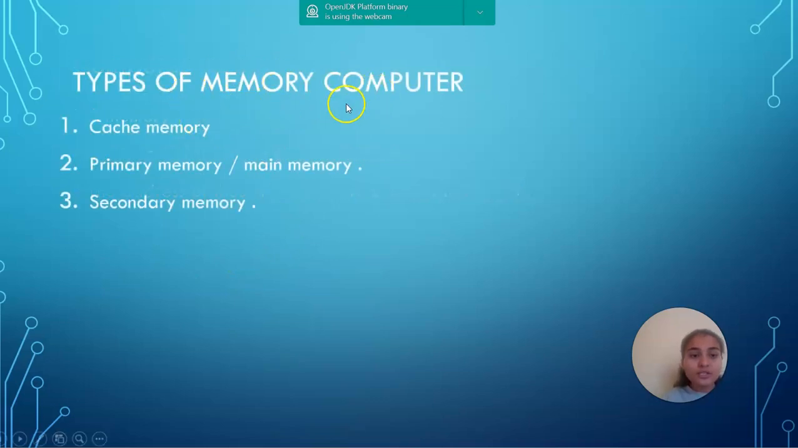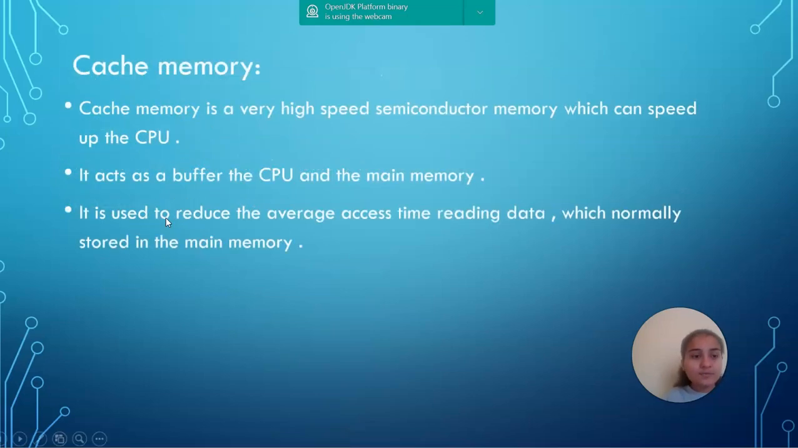Types of memory of computer: cache memory, primary memory, secondary memory. Now I will explain cache memory. Cache memory is very high speed semiconductor memory which can speed up a CPU. It acts as a buffer for the CPU between the main memory. It means cache memory is between a CPU and main memory. It is used to reduce the average access time for reading data which is normally stored in the main memory.